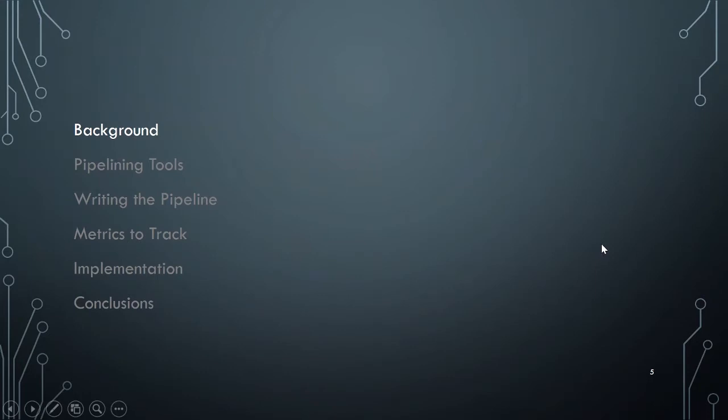And so I'm going to go through what that looks like, what goes into the thought process when you're creating one, roughly how to write one, and then what kind of metrics we're currently tracking with regards to QC. And then really briefly the implementation and conclusions from that.